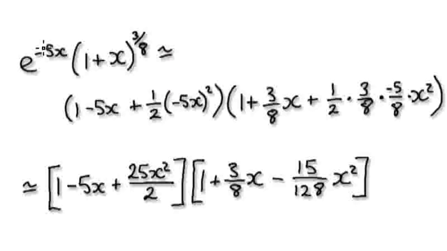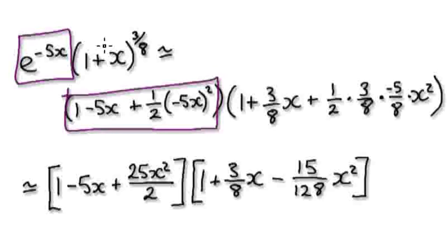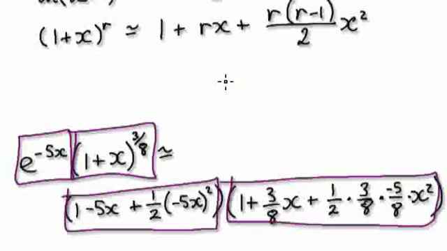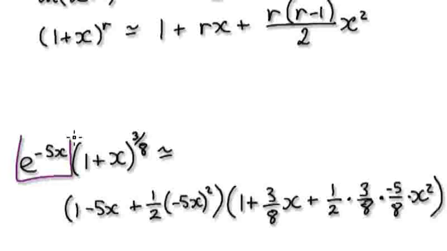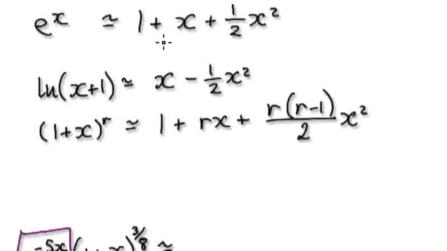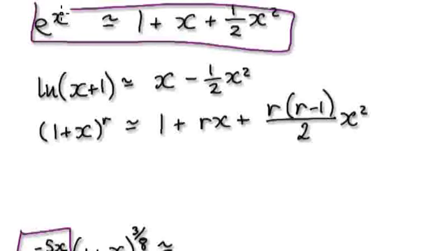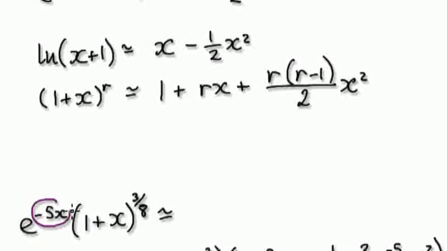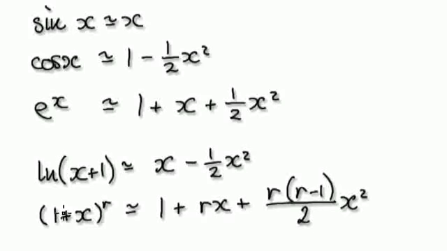Looking at this, this is actually this block here, and then this block is actually this thing here. So to do this, use this thing up here. Looking at this, we've got e to the power of minus 5x. Let me just jot that down: e to the power of minus 5x.